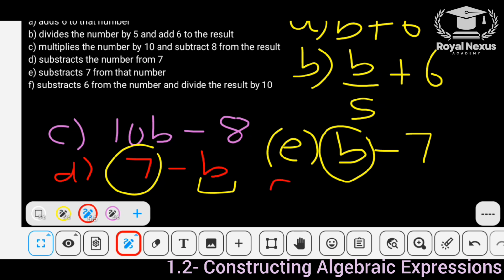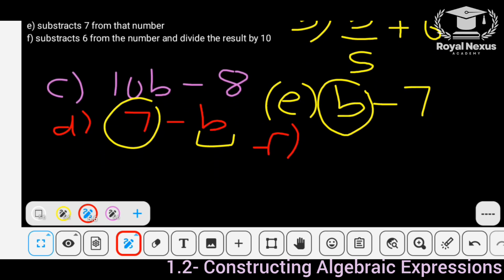Similarly, now moving on to part F. Part F states subtracts 6 from the number and divide the result by 10. So basically he is subtracting 6 from the number. So the number is b and he is subtracting 6 from it. So this number is coming after "from", so we will write the number first, then we write minus 6, and then he is dividing the result. So whatever the result of b minus 6 will be, the entire result will be divided by 10. So the algebraic expression for this will be b minus 6 upon 10.